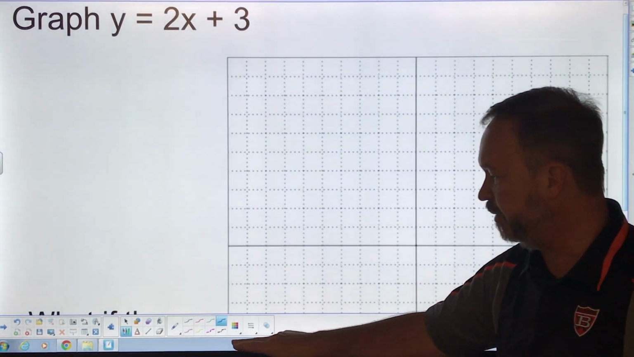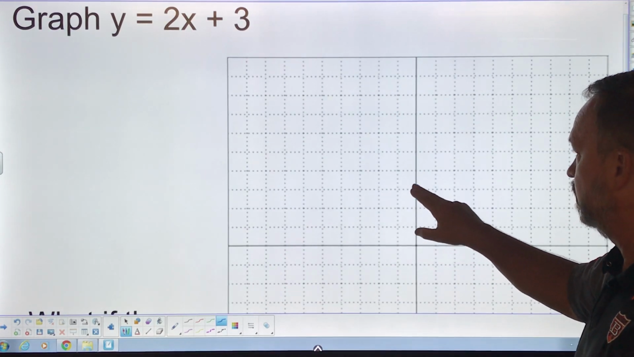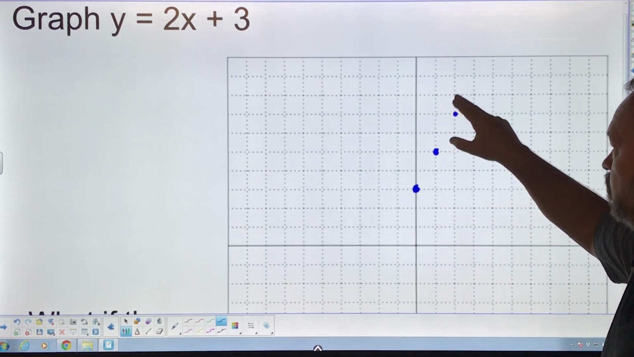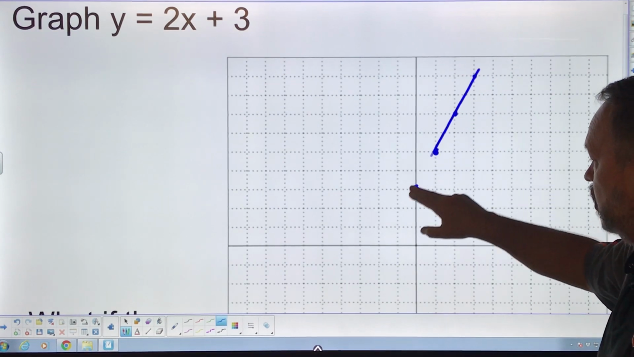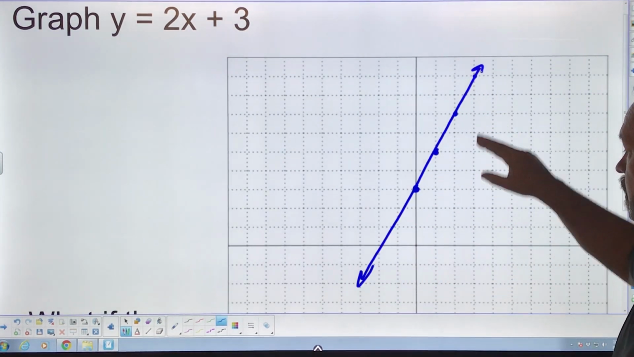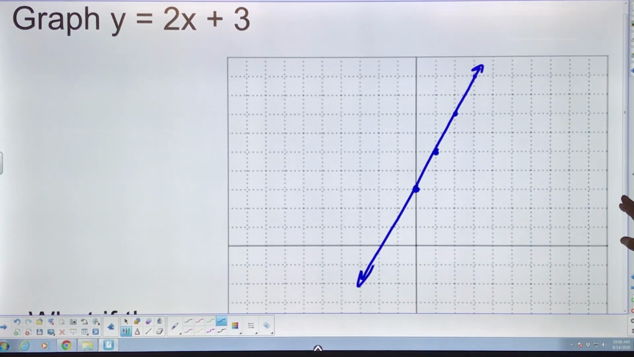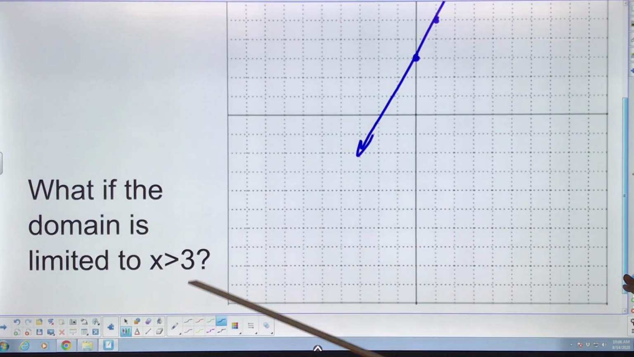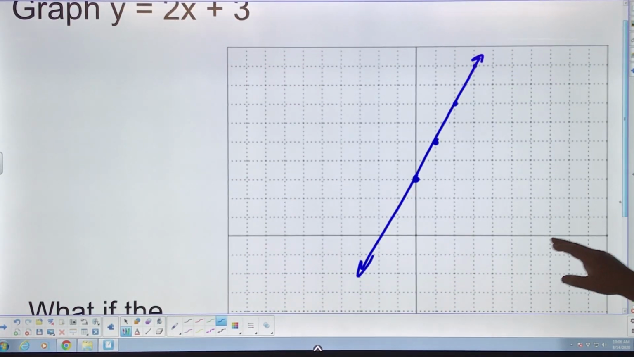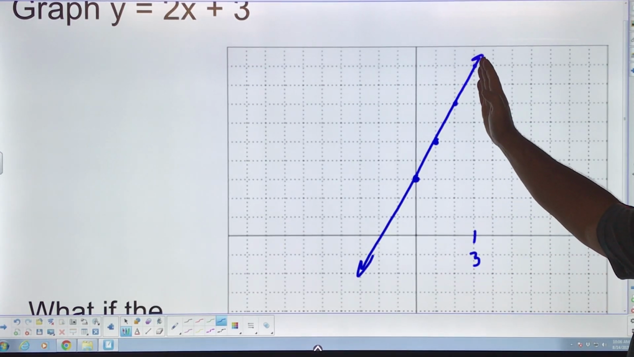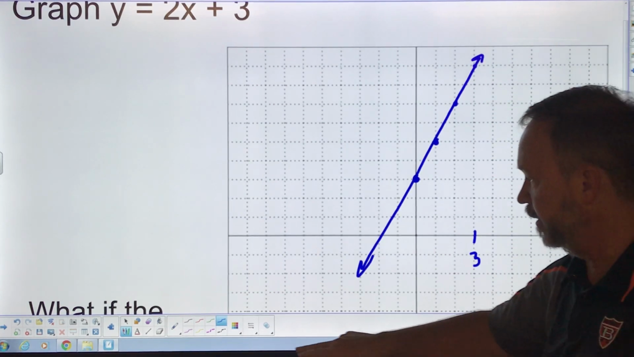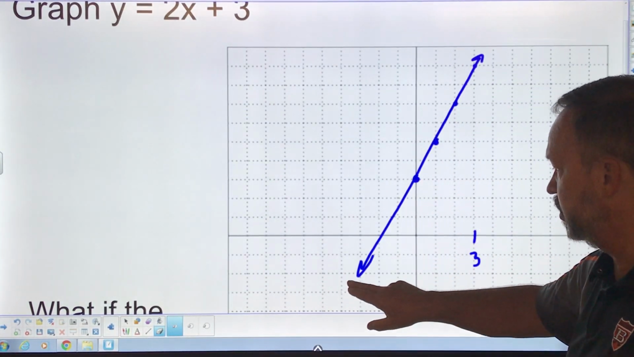So I'm going to go back to the same graph. I've got that, rise 2, run 1, rise 2, run 1. So I start with my intercept, and I'm going to graph. And then this time my limitation is, what if the domain is limited to x greater than 3? So right here is where x is 3. So in other words, it can only happen from here over. I don't have a whole lot to work with there. But I'll show it to you just the same.